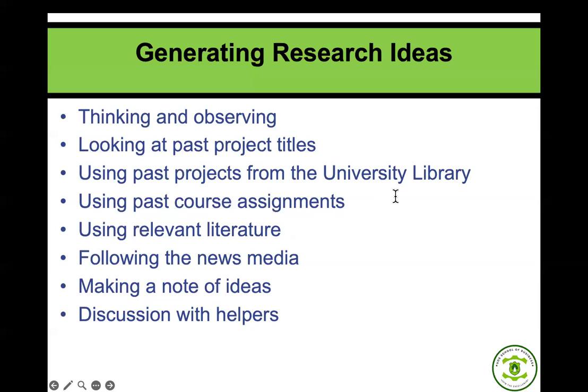Now, let's talk about how you can generate a research idea before we come to choosing a topic. It is important that in choosing a topic, you may initially have research ideas. It is important that you understand how you can generate these research ideas and then later translate them into a research topic. Let's talk about finding your research idea.